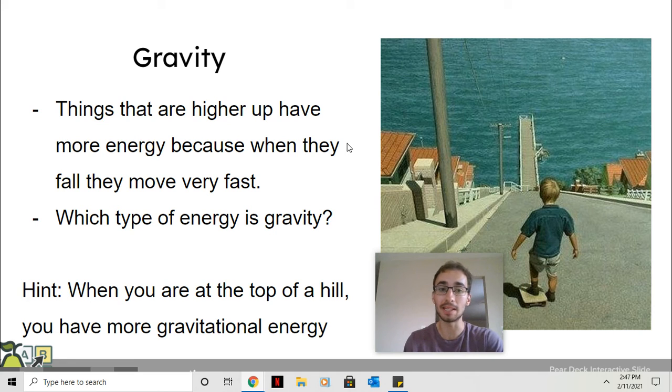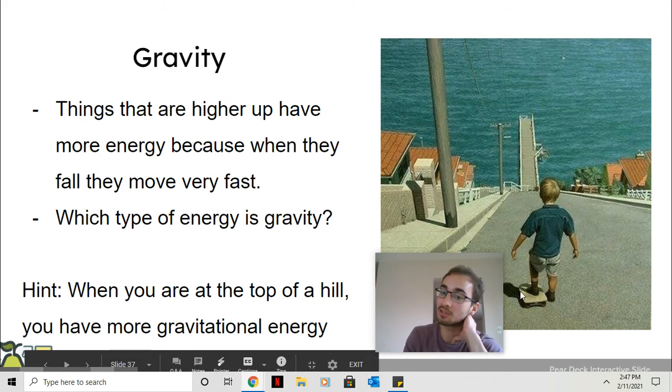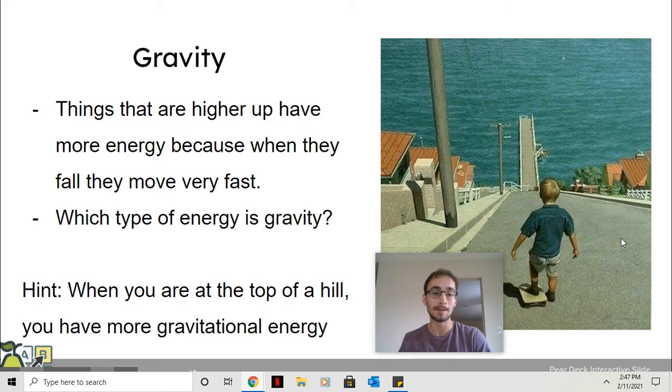Gravity, basically things that are higher up have more energy because when they fall, they go really fast. So when you're at the top of a hill, you have more gravitational energy. So like this boy, since he's at the top of a hill, he's about to go really fast, but he isn't yet. So gravity should be potential energy. It's also called gravitational or gravitational potential energy because it'll help him move really fast, probably so fast he'll fall off his board. Okay, so that's gravity. The higher something is, the more energy it'll have when it falls. So that's why gravity is potential energy.